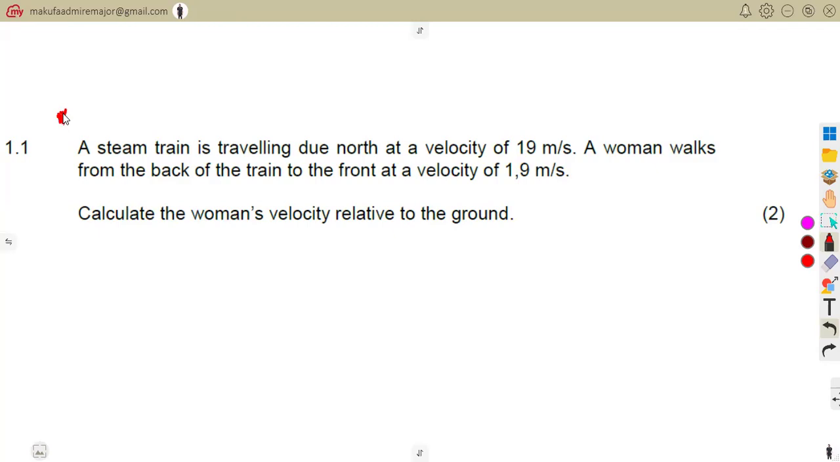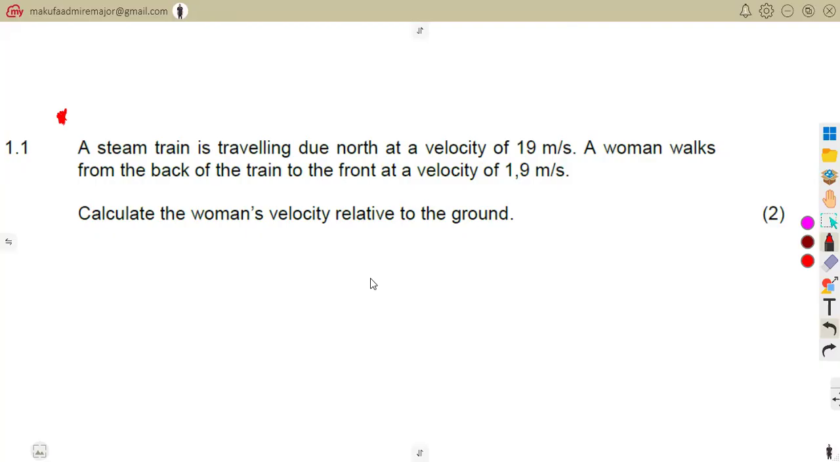Let us see what is happening on this one. Just give me a second. Okay, a steam train is traveling due north at a velocity of 19, so 19 meters per second north. A woman is walking from the back of the train to the front at a velocity of 1.9 meters per second.